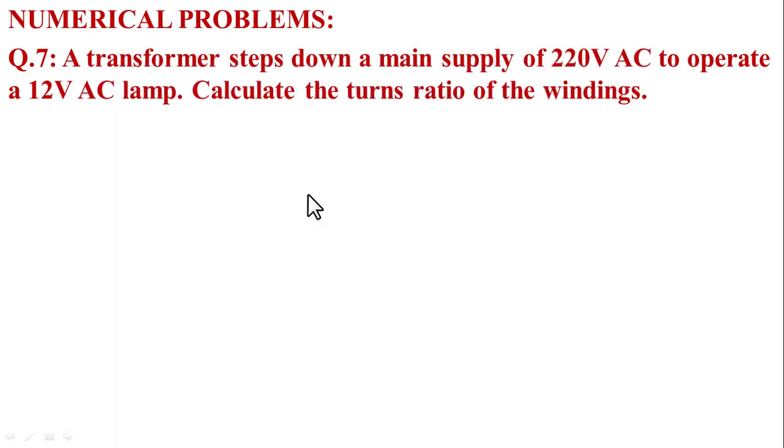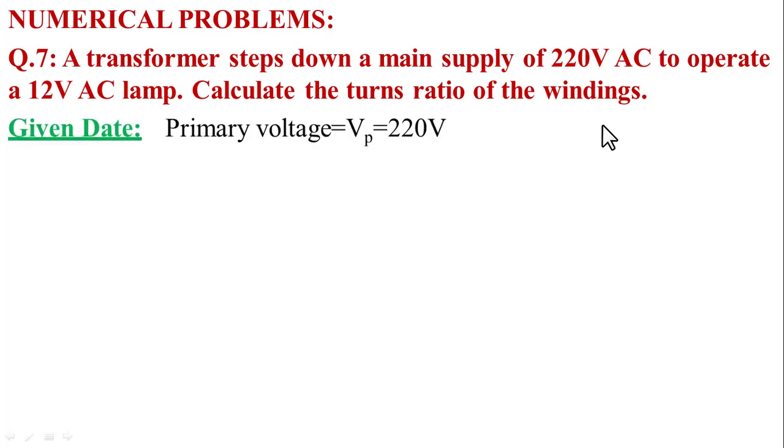In question number 7, a transformer steps down a mains supply of 220 volt AC to operate a 12 volt AC lamp. Calculate the turns ratio in the winding. So, first of all, write the given data. Primary voltage Vp is equal to 220 volt and secondary voltage Vs is equal to 12 volt.